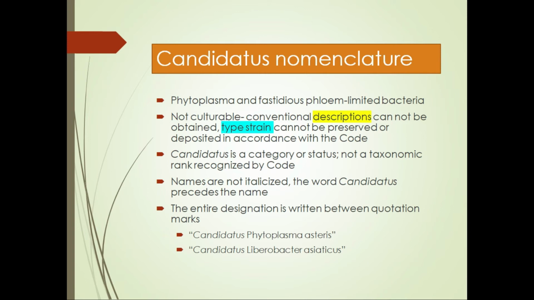Secondly, the type strain cannot be preserved, obtained or deposited. This is another condition. It says whatever organism one is naming, that organism's type specimen should be maintained in pure form and deposited in an assigned laboratory or repository. Type strain cannot be obtained because they are not culturable. So we have two conditions here that cannot be fulfilled. Therefore, these organisms cannot be given scientific names.